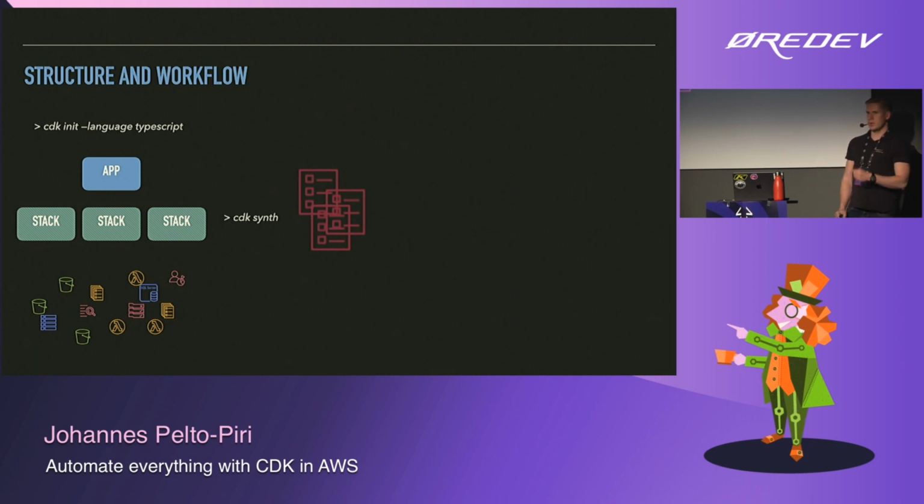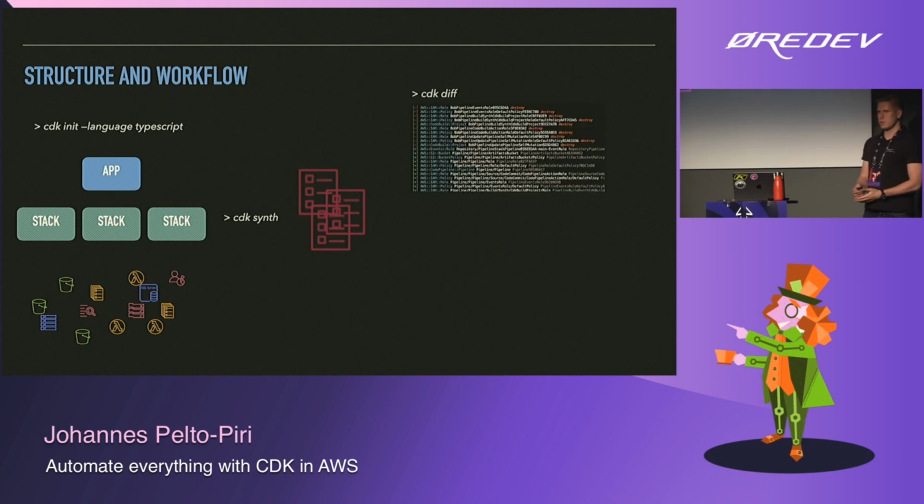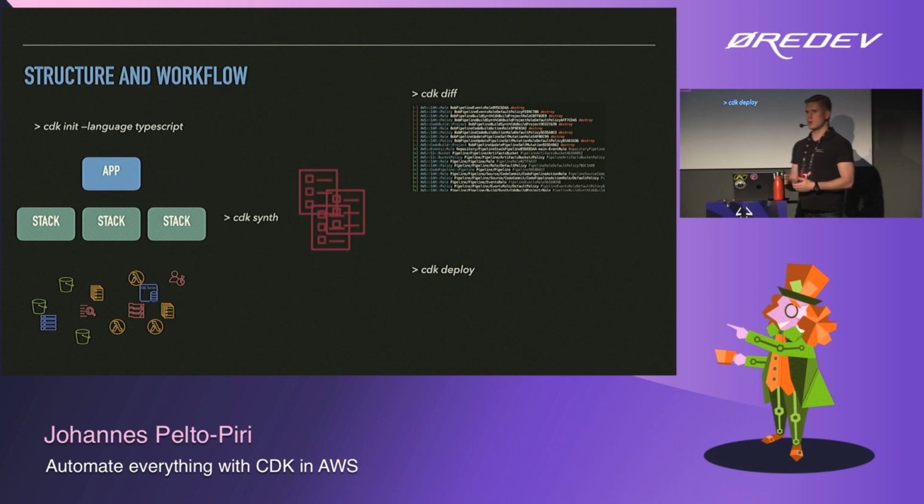Now you will have one template for dev, one template for production. If you are doing multiple regions, you might have one template for your US East region and one template for your Asian region. And you have good tooling here. You can write a CDK diff that shows you exactly what's about to happen. And then, of course, at the end, CDK deploy, and your code is up.